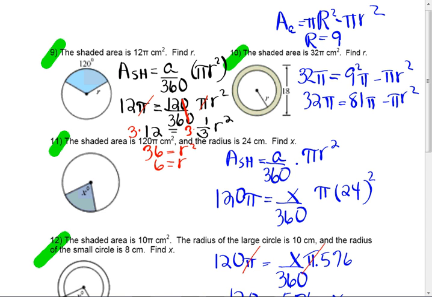Zach, what do you do next? I could, as long as I take a pi from every single one, it's okay. So I get 32 equals 81 minus r squared. It's going to work. Then what do you do next? Subtract 81. That gives me a negative number. No, it's not wrong. It's negative what? 49. 49 equals negative r squared. So what's positive r squared?